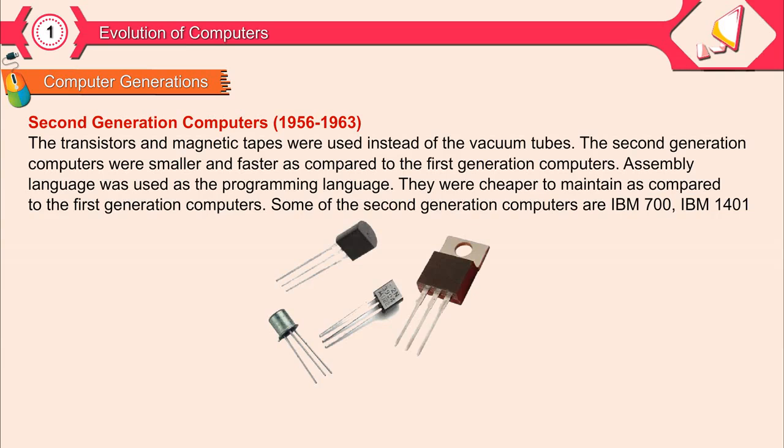Some of the second generation computers are IBM 700, IBM 1401 and NCR 300 series.